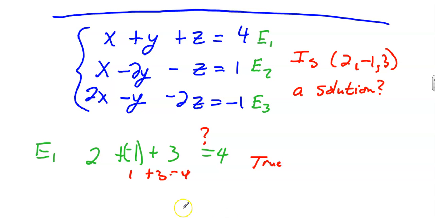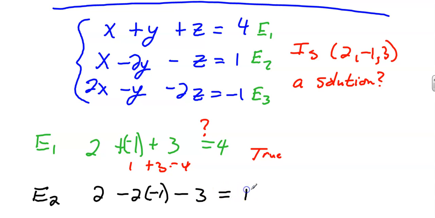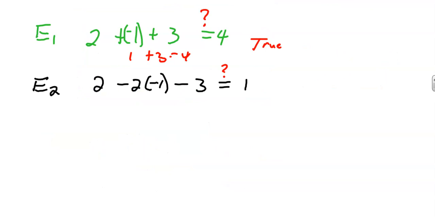Okay. And once that one's true, we're going on to equation 2. We're going to check it out. So for equation 2, it's going to be 2 minus 2 times negative 1 minus 3. Again, the question is, does that equal 1? Well, that's 2 plus 2 minus 3, just 4 minus 3 equals 1. Yes, it does. So far that one's true.